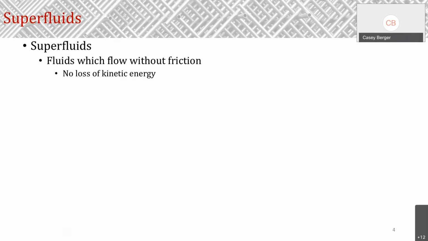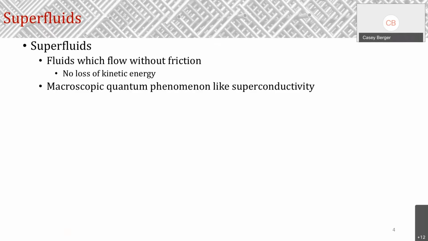Okay, so on to that context that I promised. The simple definition of a superfluid is a fluid which flows without friction. This means that some conserved quantity is transported with no loss of kinetic energy, and usually this conserved quantity is a particle number. This is a really fascinating topic. It's actually an example of a macroscopic quantum phenomenon very closely related to superconductivity. So you'll see these two things mentioned very frequently together, the question of superfluidity and superconductivity.